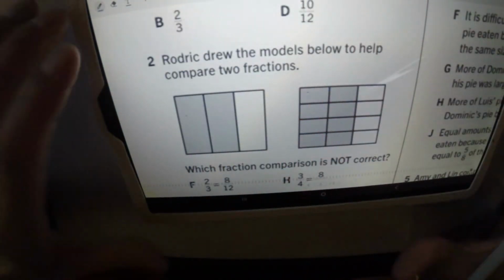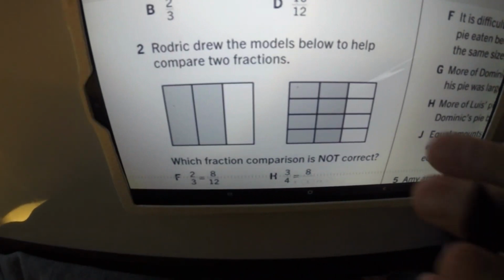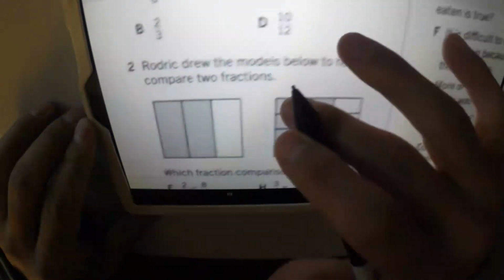Going on to number 2. Roderick drew the models below to help compare the two fractions. So let's look at the models. Let's just analyze them really quick, just to figure this out.